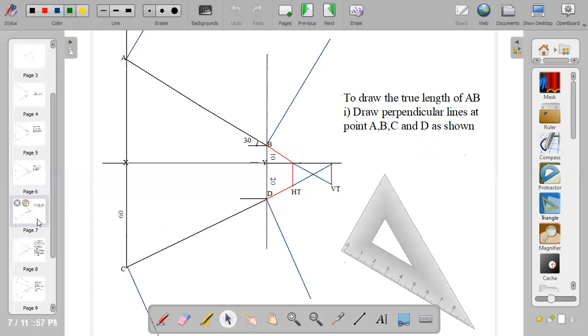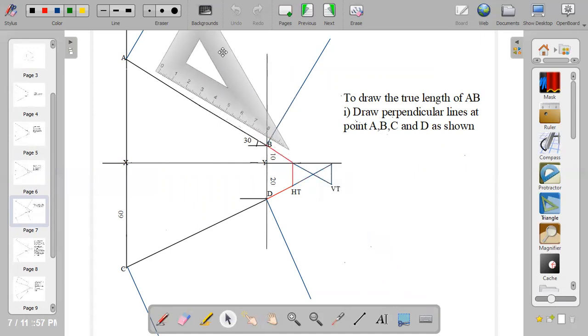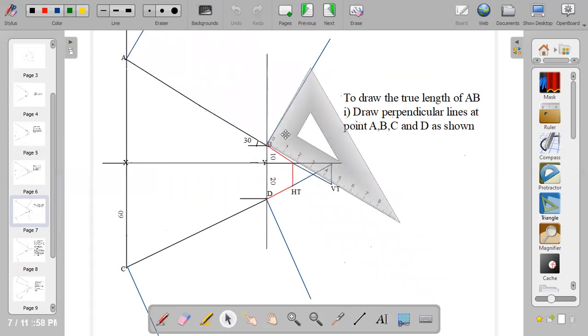Now I want to move on to the true length of AB. To get the true length of line, you draw perpendicular lines at points A, B, C, and D. How do you do that? Just bring out your set square, center at A, draw a perpendicular line that is at 90. At B, you draw a perpendicular line, take it to point C and D.